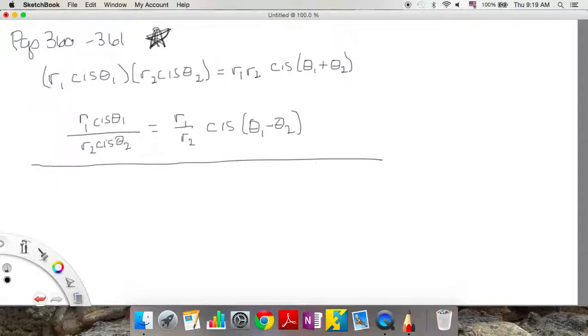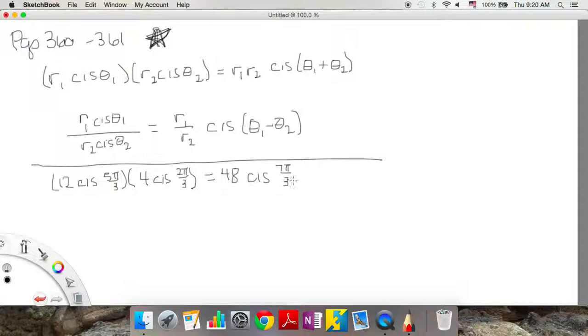So for an example, let's look at if we have 12 cis 5 pi over 3, so that's one complex number, and 4 cis 2 pi over 3, that's another complex number. Then we want to multiply those two. We multiply our r's. 12 times 4 is 48. And then we add our arguments. So we have 7 pi over 3.